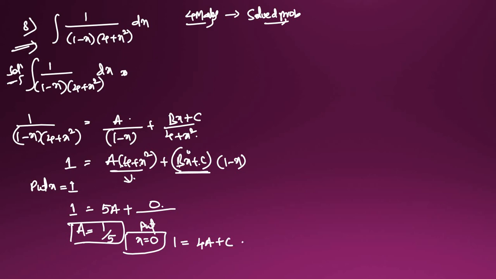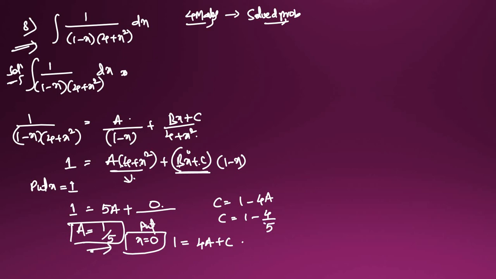C will come plus c, 4a plus c will come. After that, what we can do here: a is equal to 1 by 5 now. c is equal to 1 minus 4a will come. So c is equal to 1 minus 4 by 5 will come. This a will be substituted as 4 by 5.